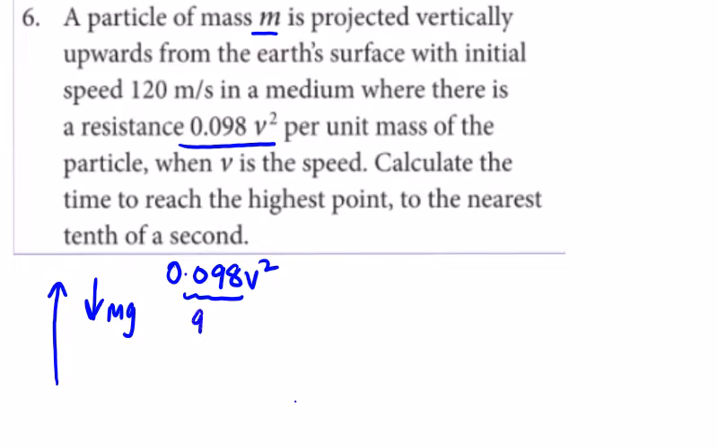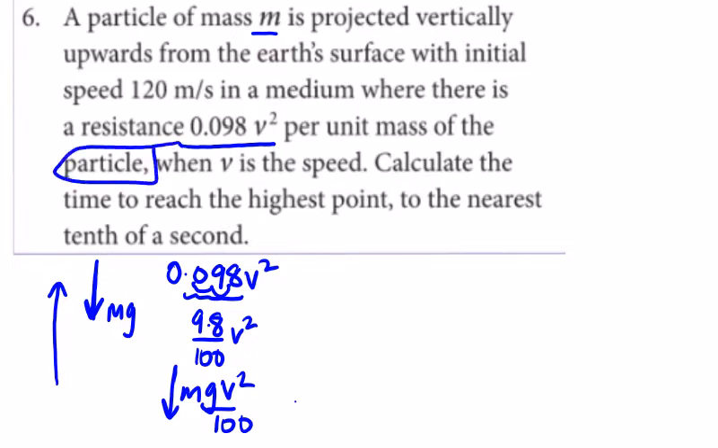So 9.8 divided by 100 v squared, so we have g v squared over 100, and m g v squared over 100 will be the force bringing it down, and also mg, because this is associated with the particle.